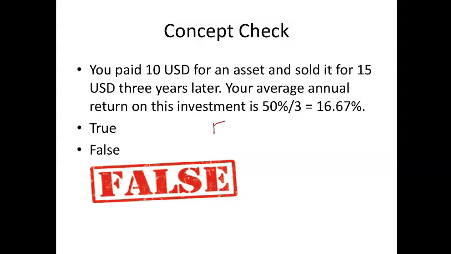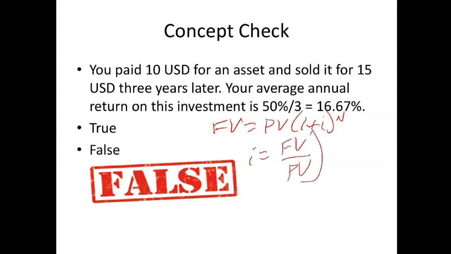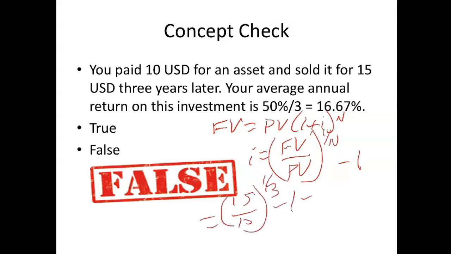Recall, future value is equal to the present value multiplied by 1 plus the interest rate per period raised to n, the number of periods. So if we algebraically rearrange everything, our interest rate is equal to our future value divided by our present value, all that raised to 1 over n and then minus 1. And we do that for this particular problem, 15 divided by 10 raised to the 1/3 minus 1. That equals 0.1447 or 14.47%.